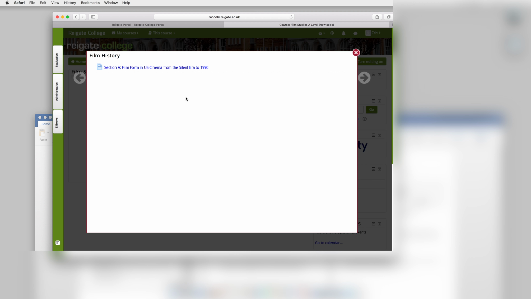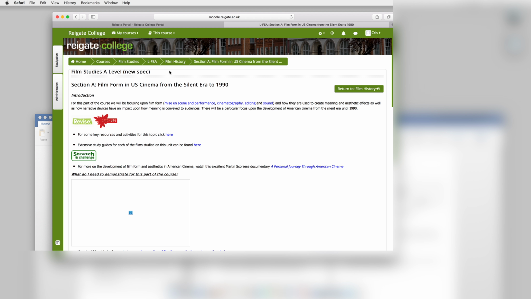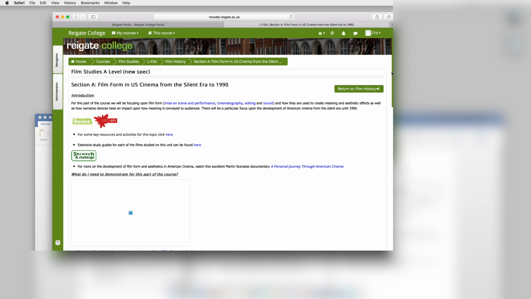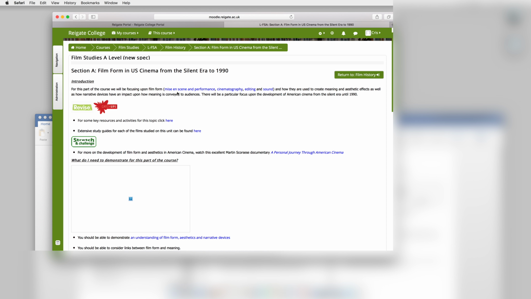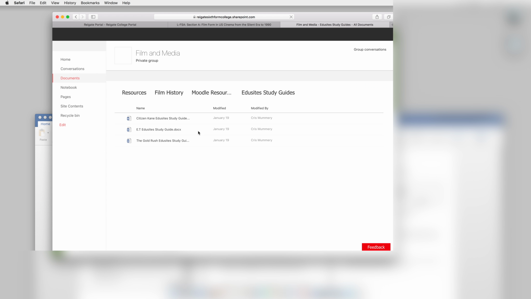So if you go to film history, you'll see section A, which is also section A in the progression exam. This explains what we focused on in terms of mise-en-scène, performance, cinematography, editing and sound. There are links here to key terminology for each of those areas. If you follow the links here, you will find key resources and activities for this topic, which were covered in class. And also we've got some extensive study guides for each of the 3 films.